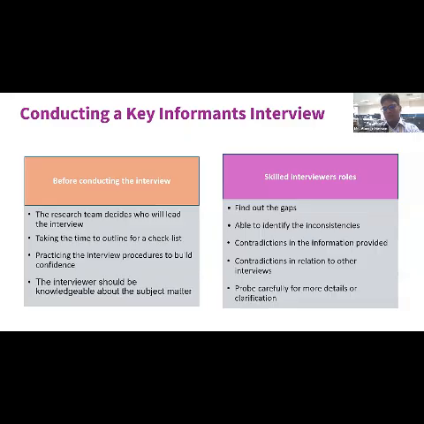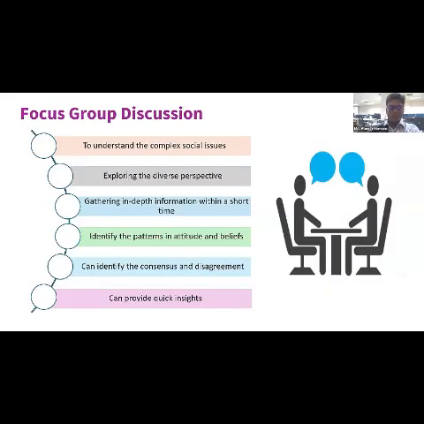And if they are more focused on the study topics, it could be helpful to get more and more rich data. And in focus group discussion, to understand complex social issues, exploring diverse perspectives, gathering in-depth information within a short time, and identifying patterns in attitudes and beliefs, we can identify the consensus and disagreement among the participants, and can provide quick insights about the nature of social norms, behaviors, and values as well.